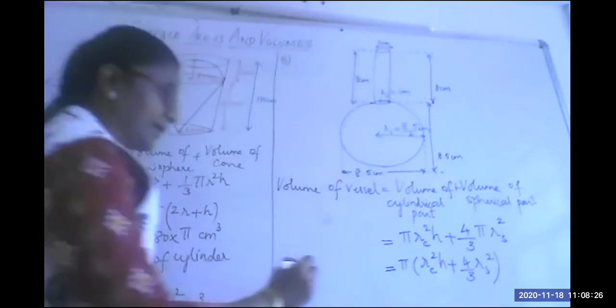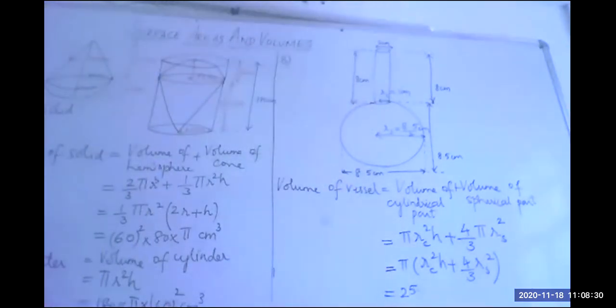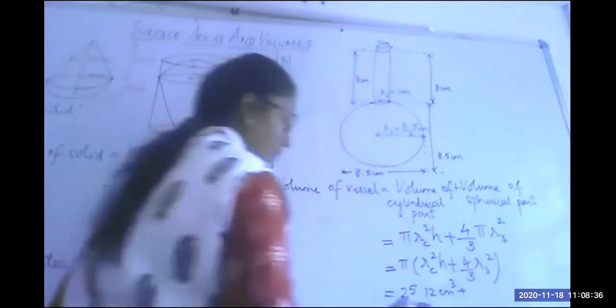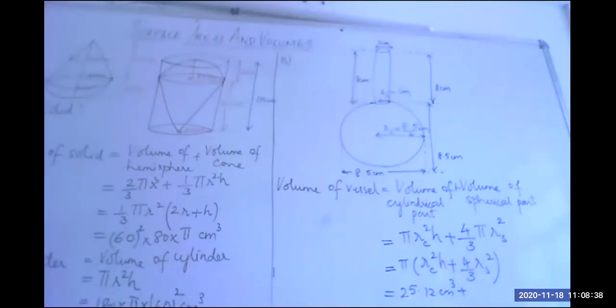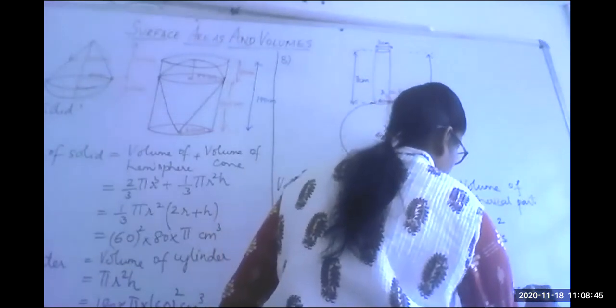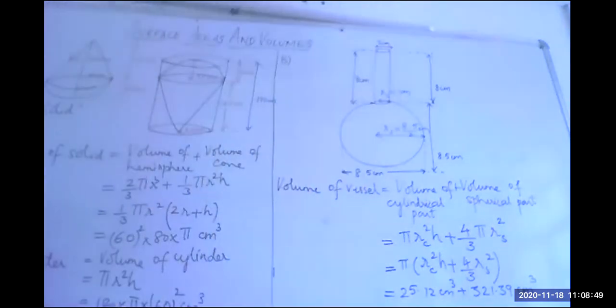The cylindrical part will come out to be 25.12 centimeter cube, plus the spherical part will come out to be 321.39. I'm just saving time by not doing all this calculation here. So when I add these two volumes, I finally get the volume as 346.51.